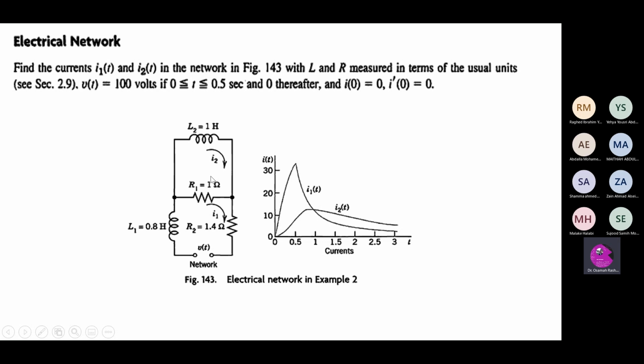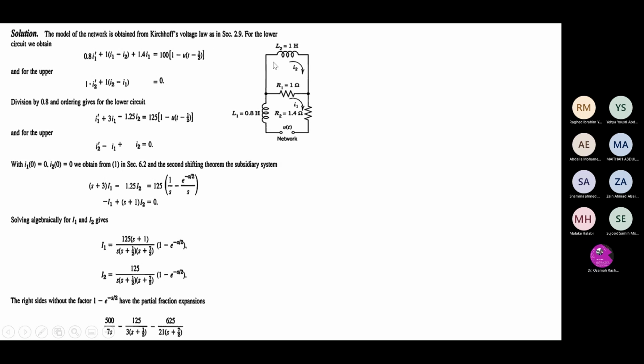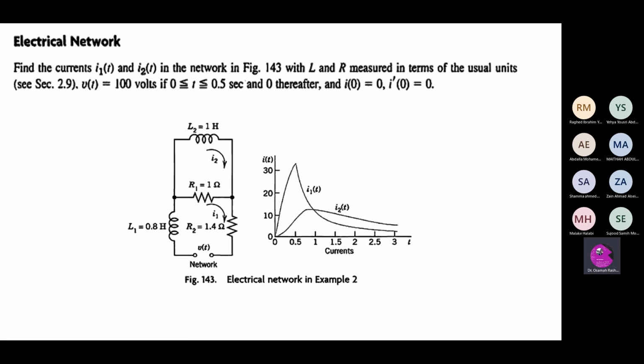Now, how can we write the mathematical model representing this network? I go to Kirchhoff's law and write an equation for each loop. Let's go for the loop having the source of power. The source of power is 100 volts, but it is not left working forever. It is left working only for half a second.